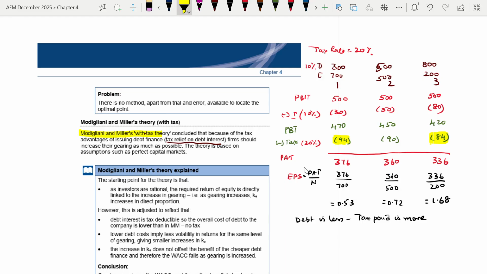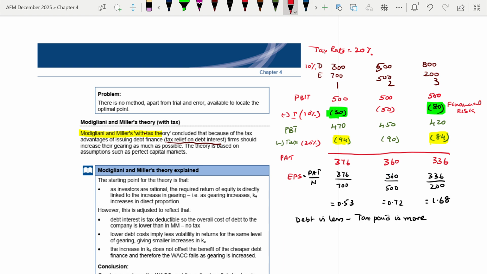When the debt is less, you are paying less interest. How much are you paying in interest? Only 30. Financial risk: when the debt is increasing, you are paying more. This is the financial risk. This is where you should understand, and work out how much it is going to be.